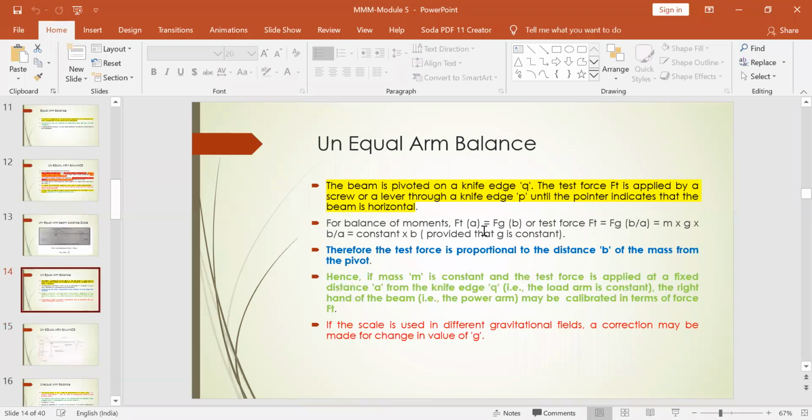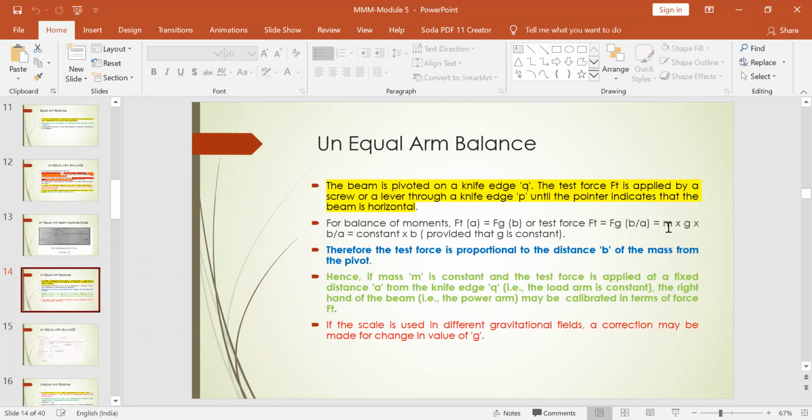And as a result, this is the equation we have to achieve at the balance of moments. So in order to find the test force, you can reduce the equation. The test force will be equal to the gravitational force into B by A. Here B is the variable. Before that, you can split this force into mass into acceleration due to gravity, so you can write F suffix G as M into G into B by A, right?